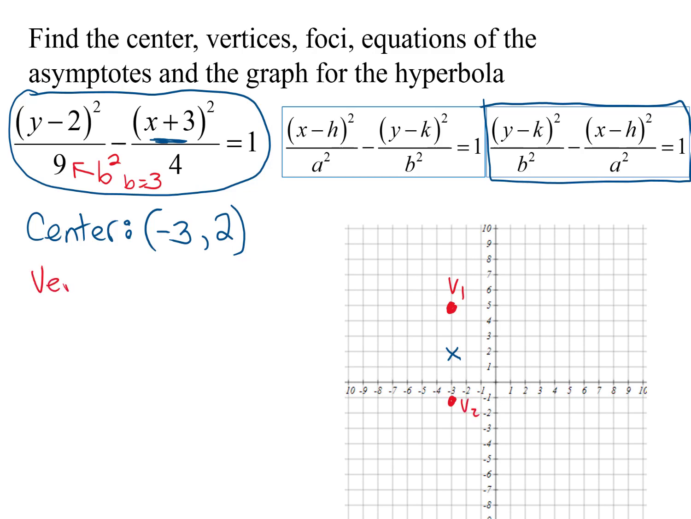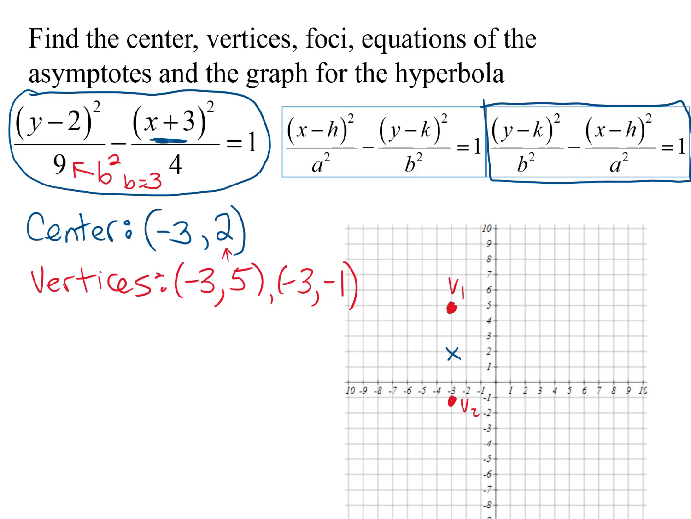And those vertices are at the x value of -3, and from the center value of 2, if I add 3, I'll be up at 5, and if I take that center value of 2 and I subtract 3, I'll be down at -1. You can see that's where those vertices are.